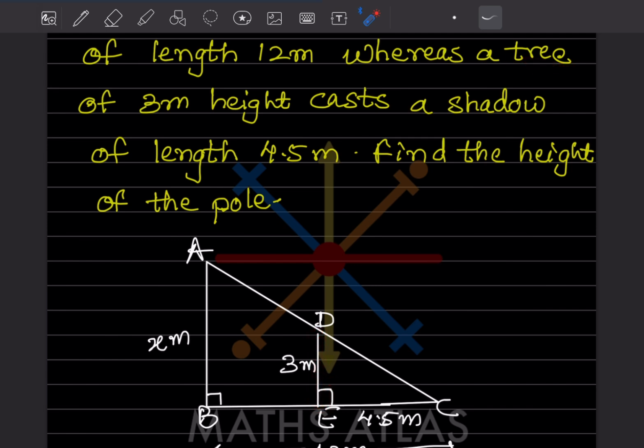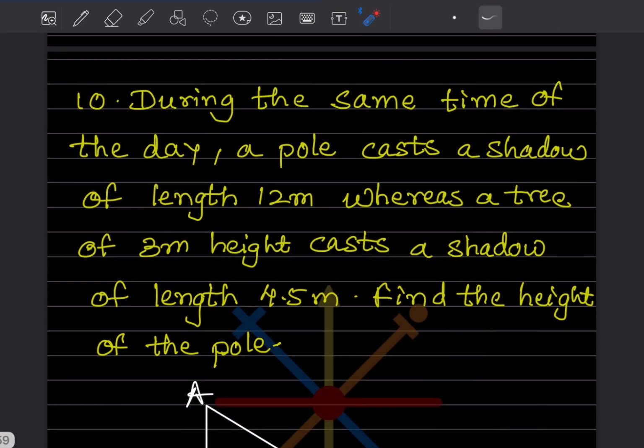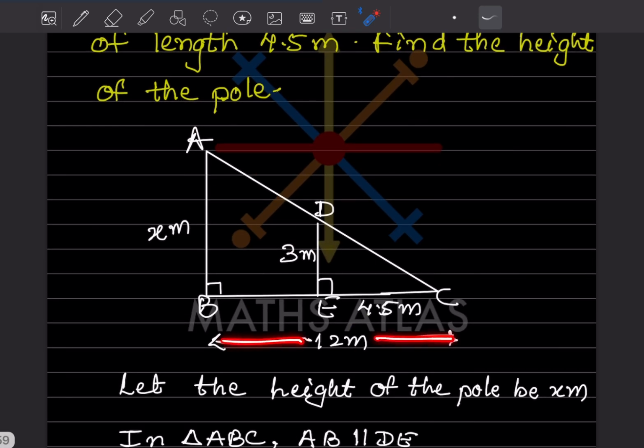So now here we'll see the shadow. What is the shadow? Shadow of the tree is this one, that is 4.5, and here they have given the pole shadow length as 12 meters. So this whole part is 12 meters. Hope this diagram is clear to you. And then it is the same as what we have done before.